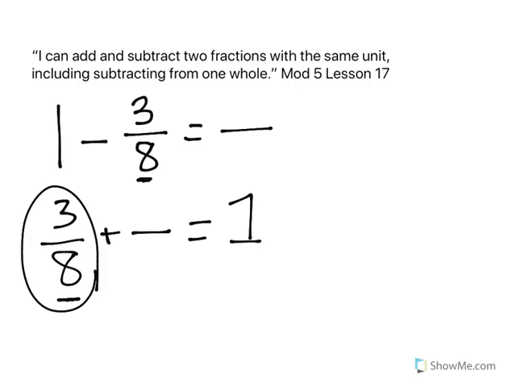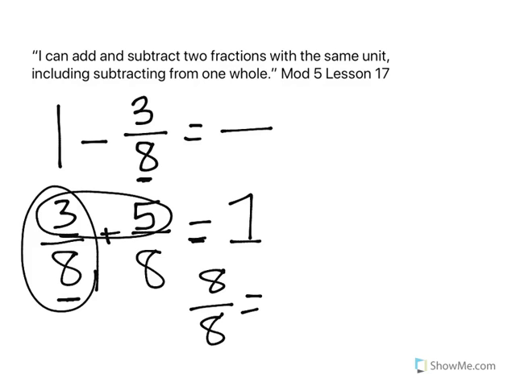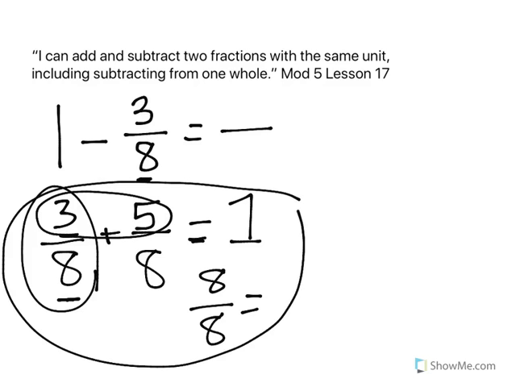Well, if I have 3, I can count up 4, 5, 6, 7, 8. That's 5. So if I have 5 more, 3 plus 5 would equal 8. So if I have 3/8 plus 5/8, that's going to give me 8/8 or 1 whole. Okay, that's how we would solve it with addition.